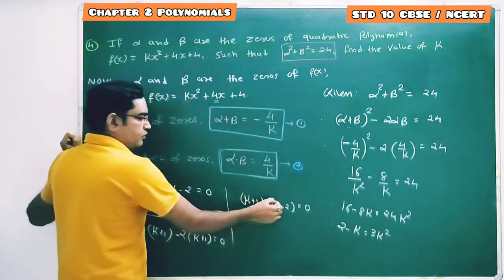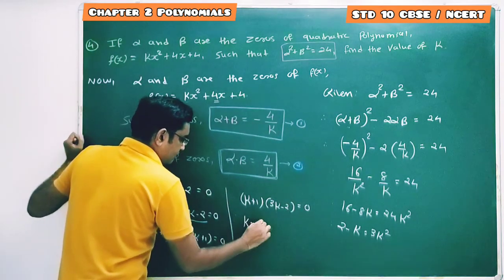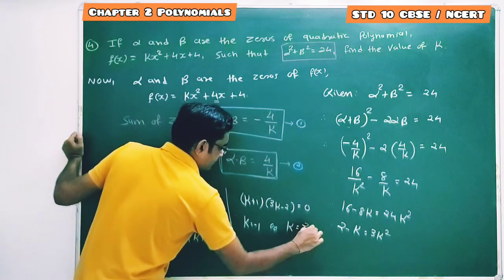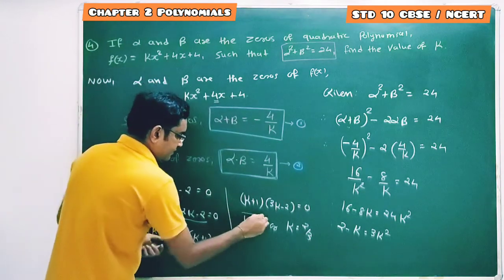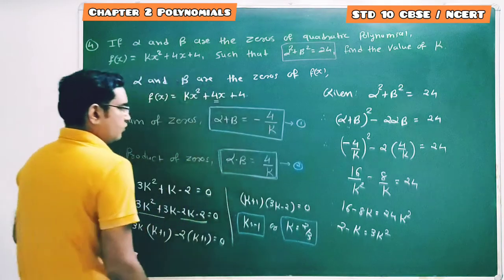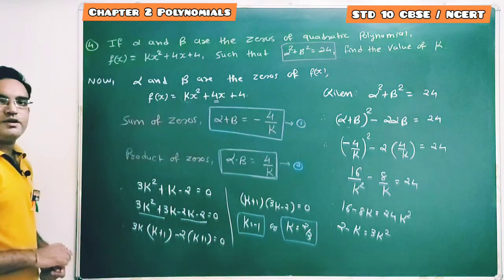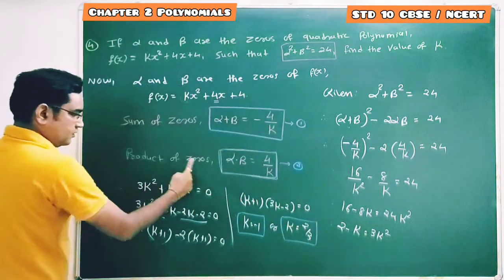Again, product of two factors is 0, so we can say k is either minus 1 or k is equal to 2 by 3. So two possible values of k are there: k is minus 1 or k is equal to 2 by 3. Clear students? So now pause this video and note it down.